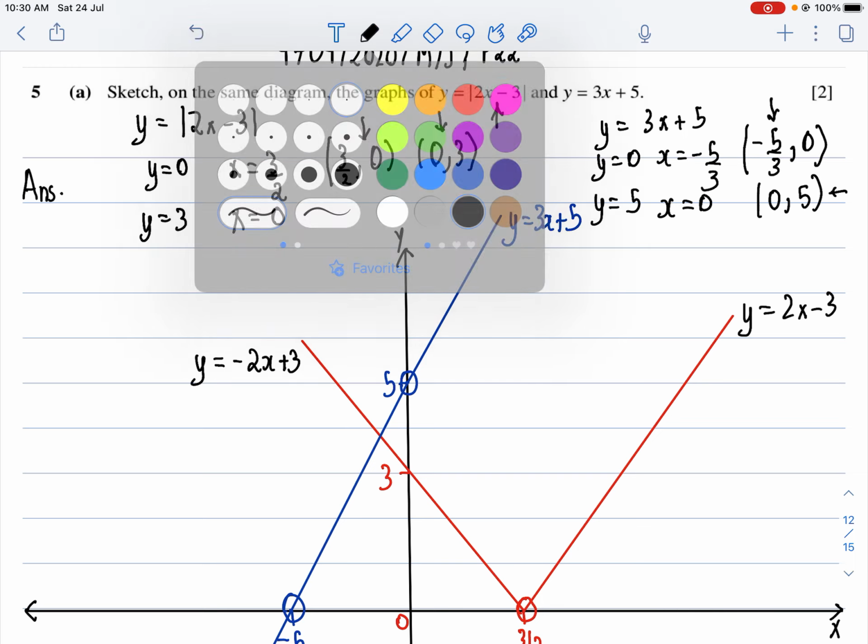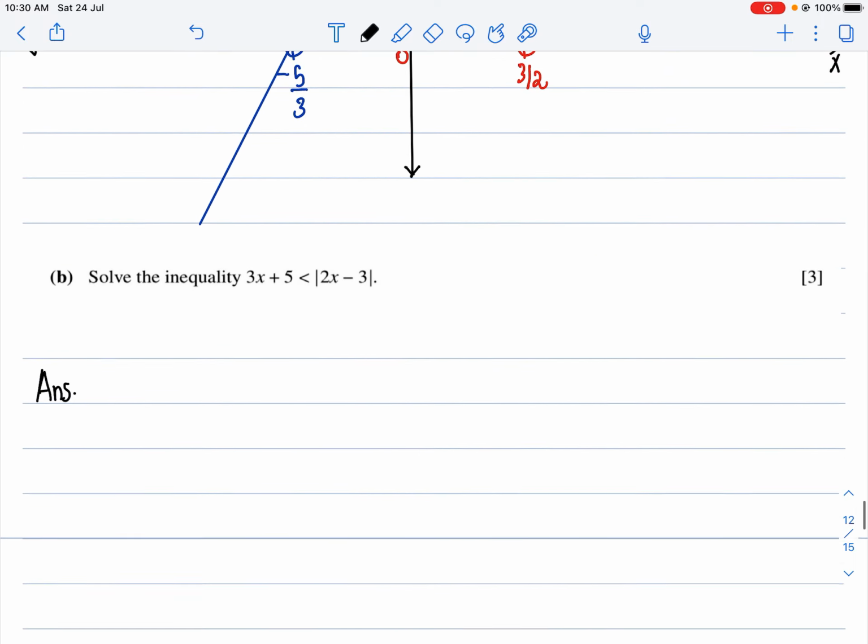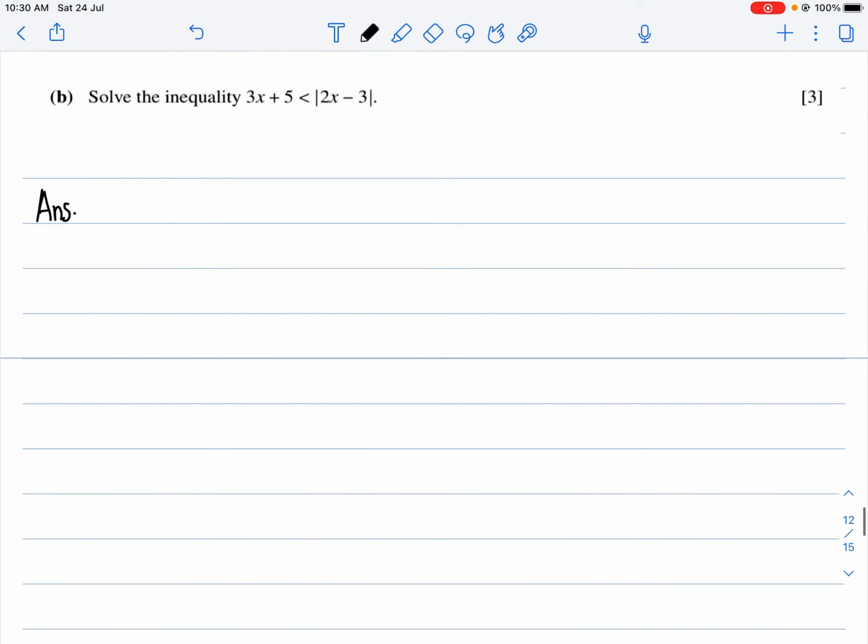Now what I can simply do is go to the B part. I need to solve the inequality where 3x plus 5 is less than the mod of 2x minus 3. So now what I basically need to do here is think about this logically. This is a new type of question. You can do two things. First, you can square both the sides and do it like how we solve normal inequalities. That's one thing which we can do.